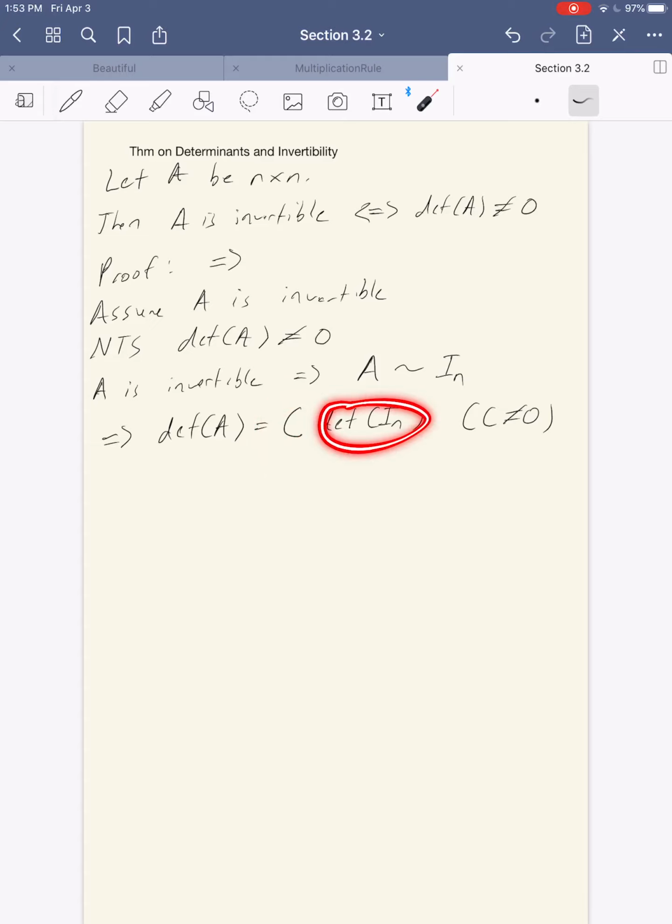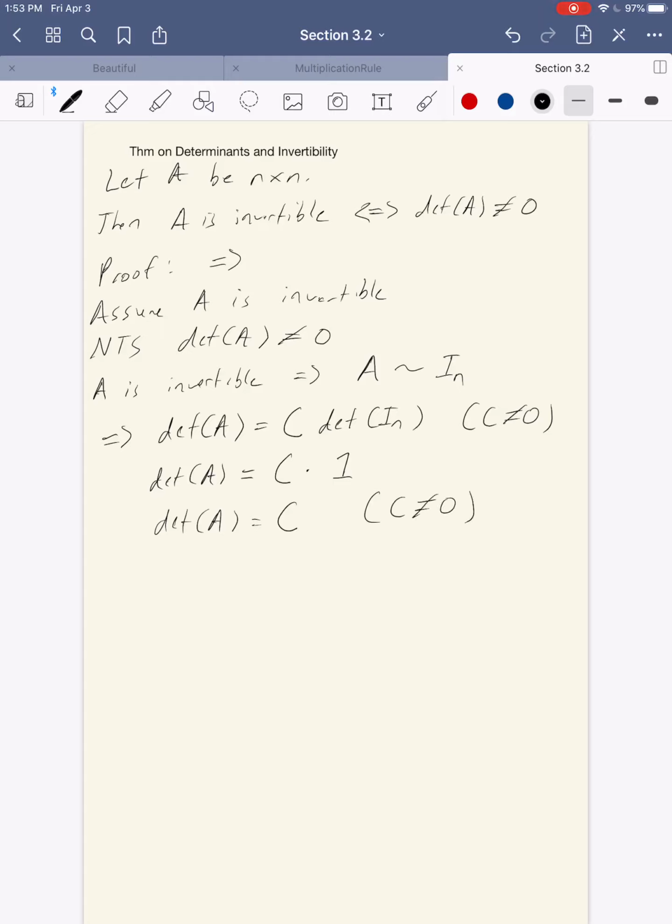But what do we know about the determinant of I_n? Well, the identity matrix is a matrix that is in a diagonal form. It's ones on the diagonal and everything else is zero. That means, according to the very first theorem of section 3.2, the determinant of I_n has to be 1, because 1 times 1 times 1 on the diagonal is just 1. So this tells us that the determinant of A is C times 1, which means that the determinant of A is whatever that constant is, but with the knowledge that that constant is non-zero.